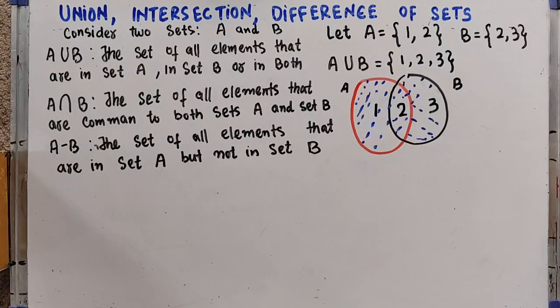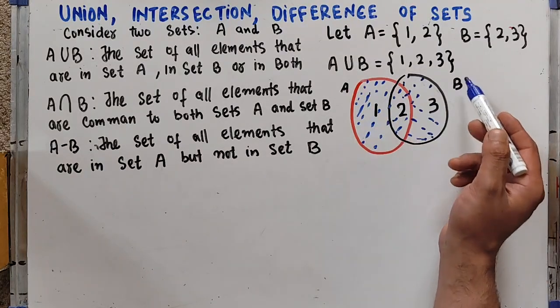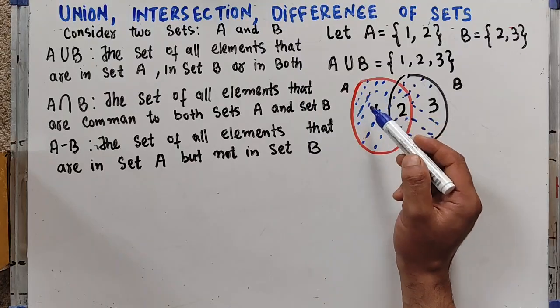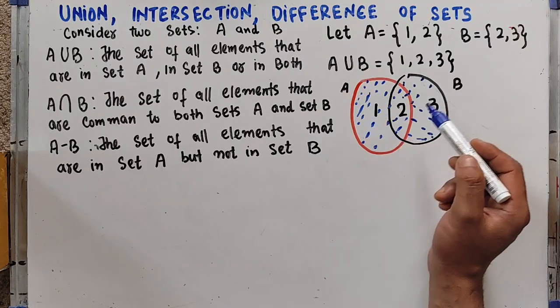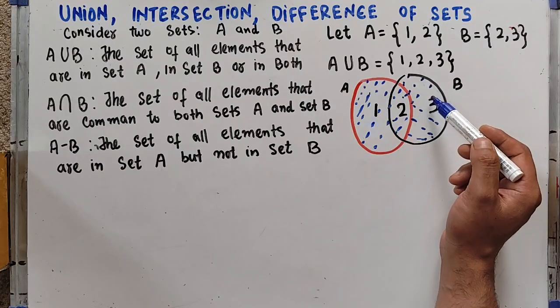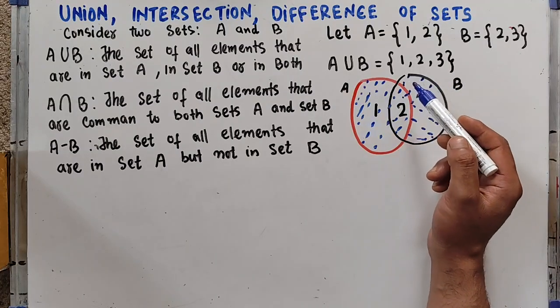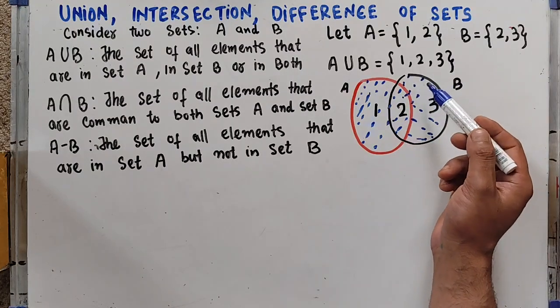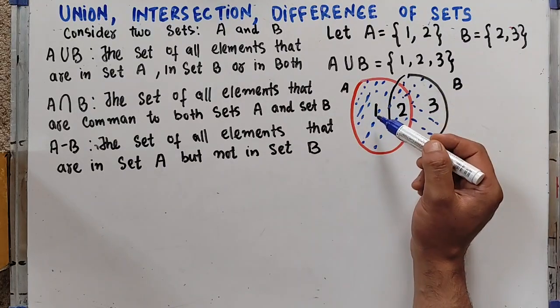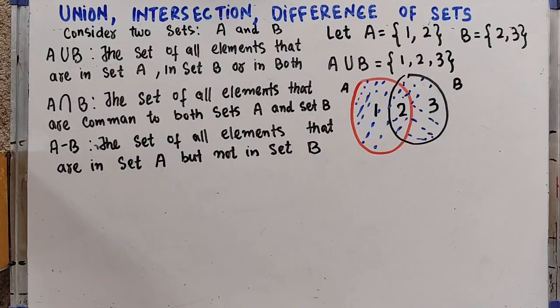Here you can see set A contains 1 and 2, set B contains 2 and 3. Then the union will be the elements present in set A, in this case 1 and 2, the elements present in set B, which is 2 and 3, and the elements which are in both A and B. So we have 1, 2 and 3.